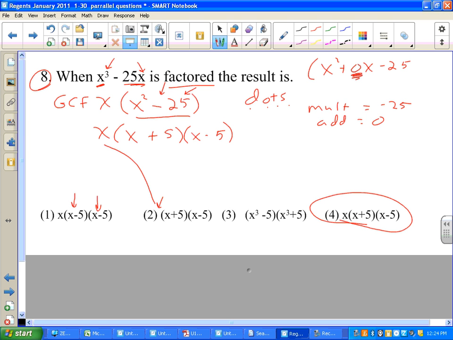What did we learn? We learned that if the exponent is greater than 2, we know that there has to be a greatest common factor. We learned how to factor a difference of two squares, or also a trinomial. They multiply to be the y-intercept. They add up to be the linear function.